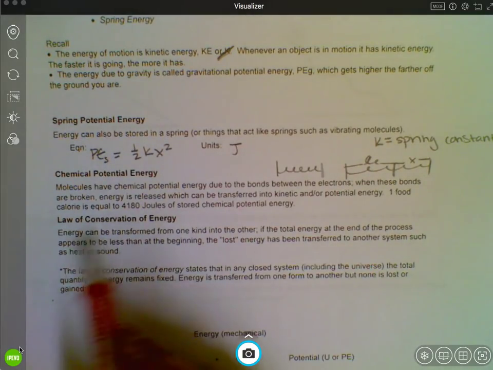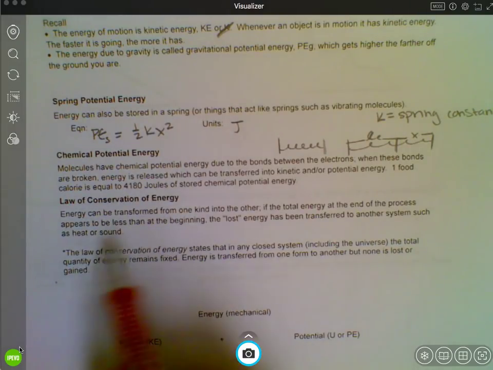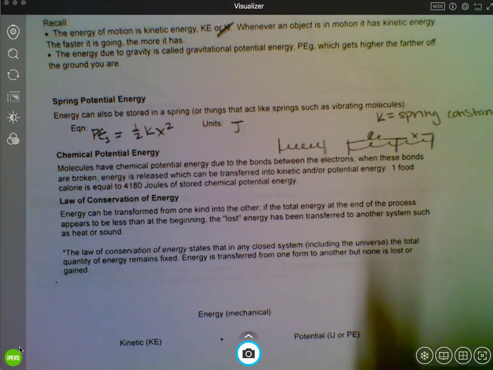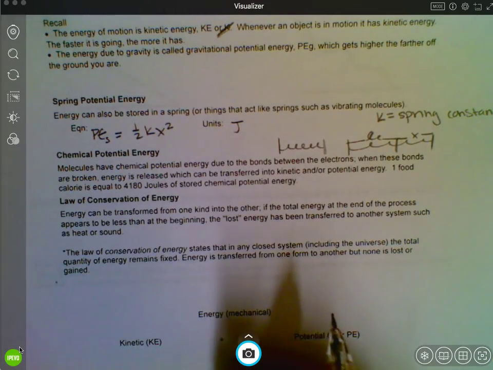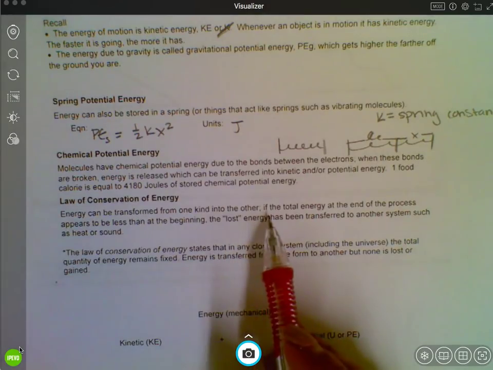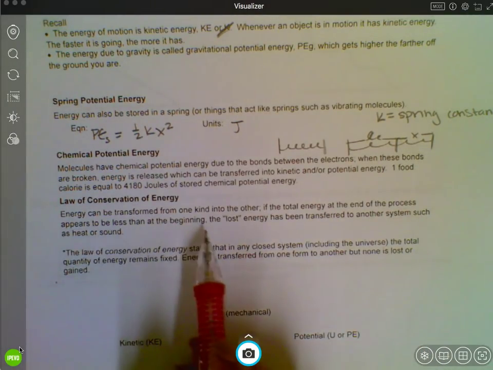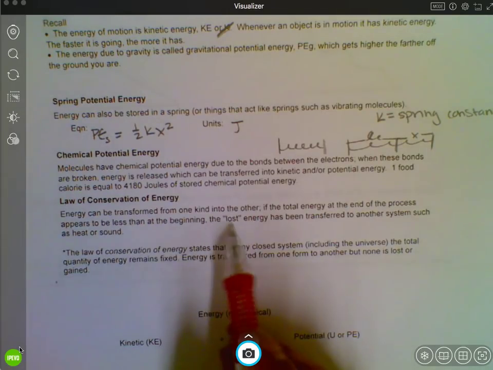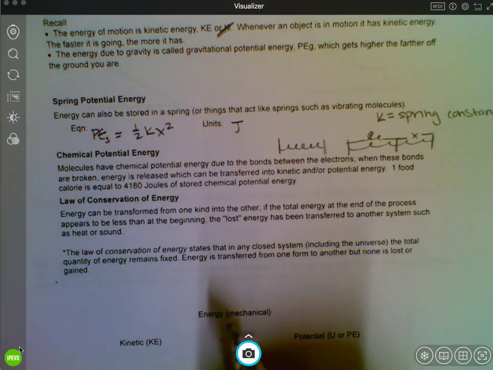All right, so the more important part of this lesson is the law of conservation of energy, all right? What this says is that energy can be transformed from one kind to another, so it can change from potential to kinetic to spring energy. But if the total energy at the end of the process appears to be less than at the beginning, the lost energy is not really lost, it's just been transferred to another system, such as heat or sound or some other form of energy, okay?